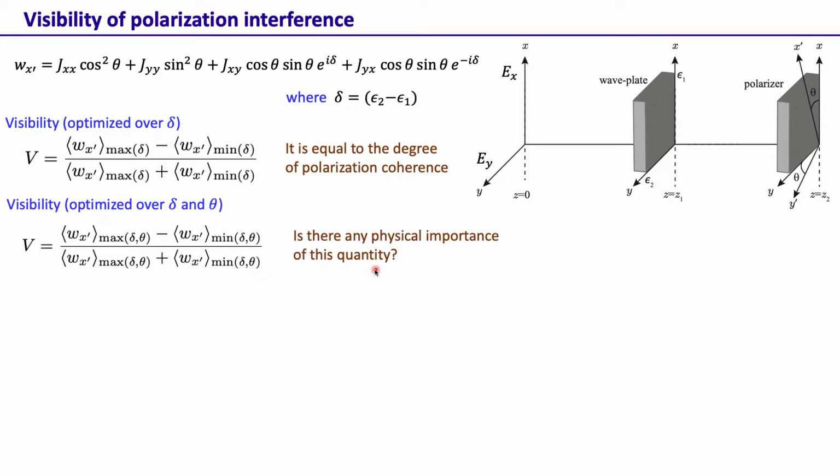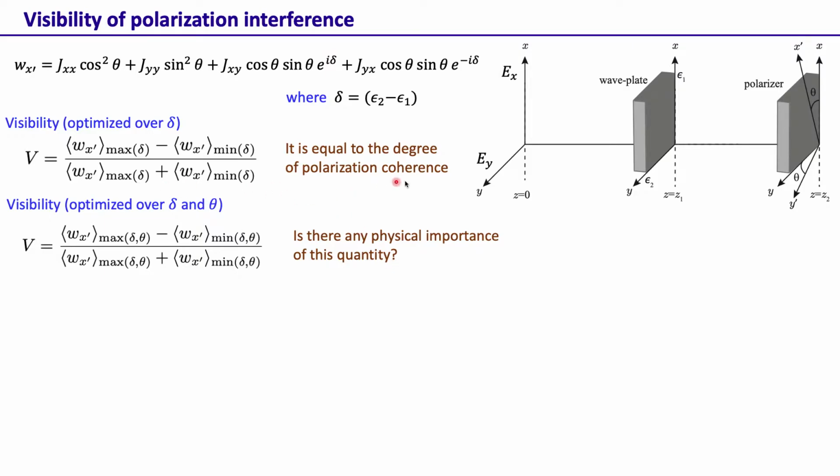So is there any physical interpretation to this visibility or to this quantity? Again, this is one thing that we didn't discuss in the case of time, space and angle. There we had this k1 square and k2 square, which was fixed for a given interferometer. But here we are asking, for polarization interference, if we vary this cosine square theta, which changes this and this as well, such that we look for the maximum of Wx prime over delta and theta, then the visibility can also be defined this way. But is there any physical importance to this quantity?